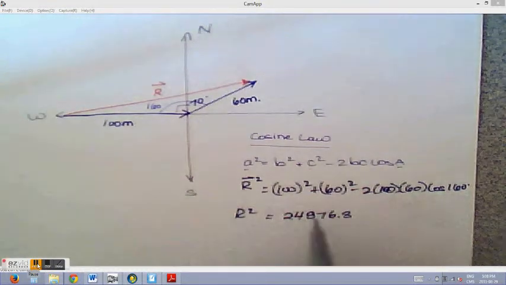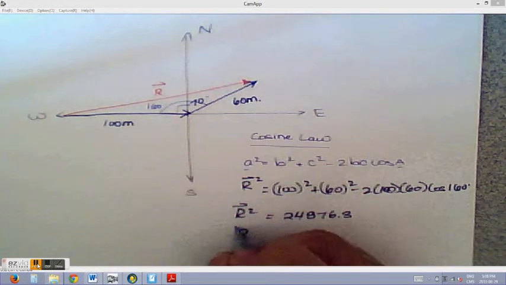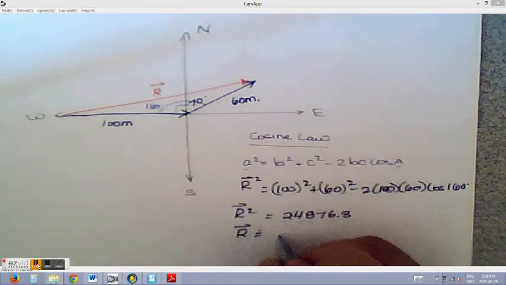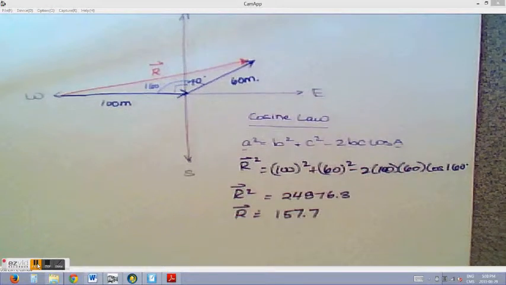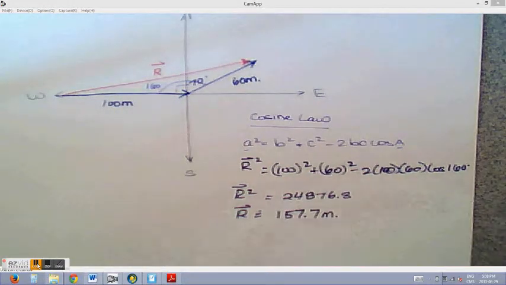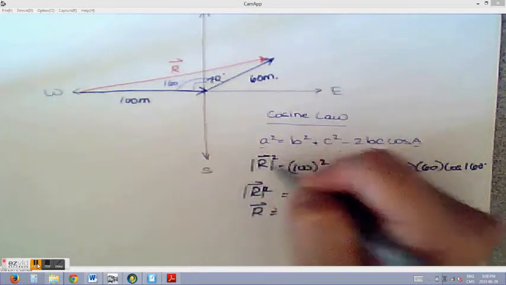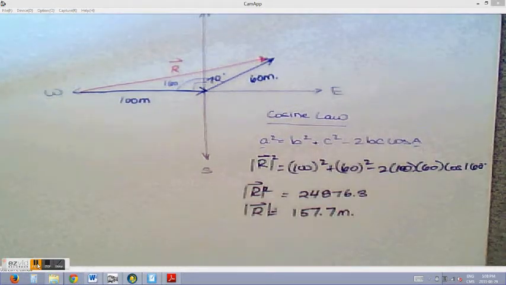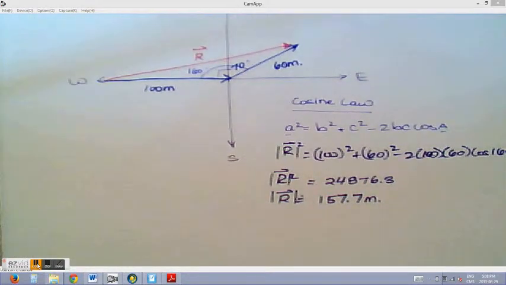So once I put that into the calculator, this is what I get for r squared. Taking the square root of that, the vector r then is approximately 157.7, and we said that is in meters. So what that gives us is actually the magnitude. Just a correction, I also want to make sure that you acknowledge that that is the magnitude of r. We need to find the direction of r in order to complete this question, because it is a vector. So right now we only have the magnitude.